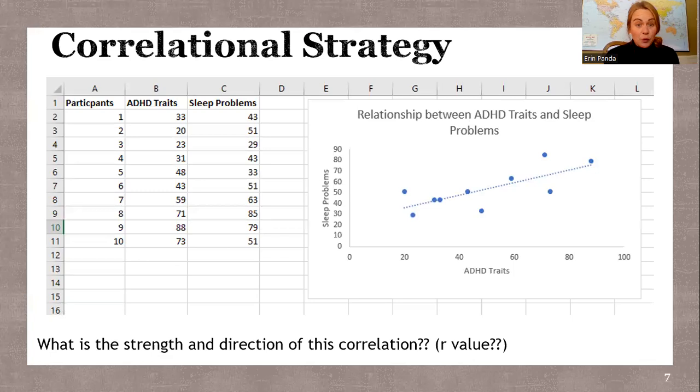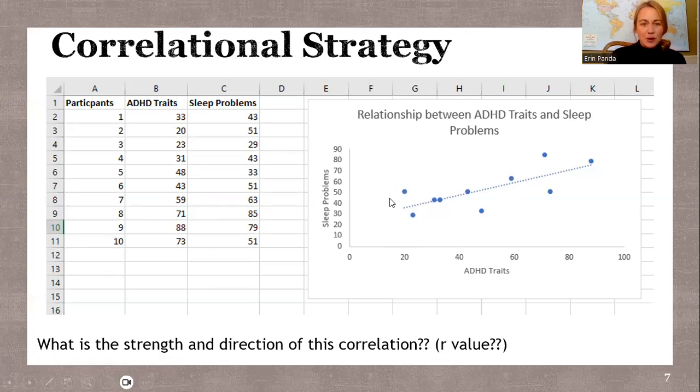So we can look at the relationship between these two variables using the correlational research strategy. So this is made up data from 10 fictional participants. If you actually did this study for your research proposal, remember the law of large numbers, we would want at least 30 participants. So each participant here, we've got one score on the Vanderbilt scale, we've got one score on the sleep problem scale. We can plot the relationship between these two variables using a scatter plot.